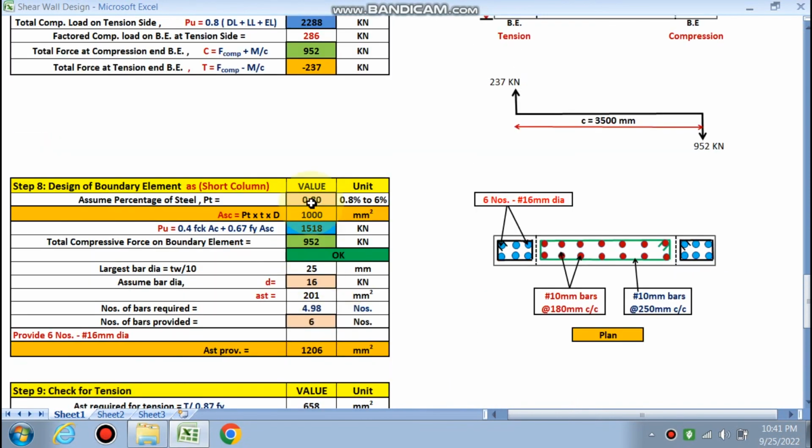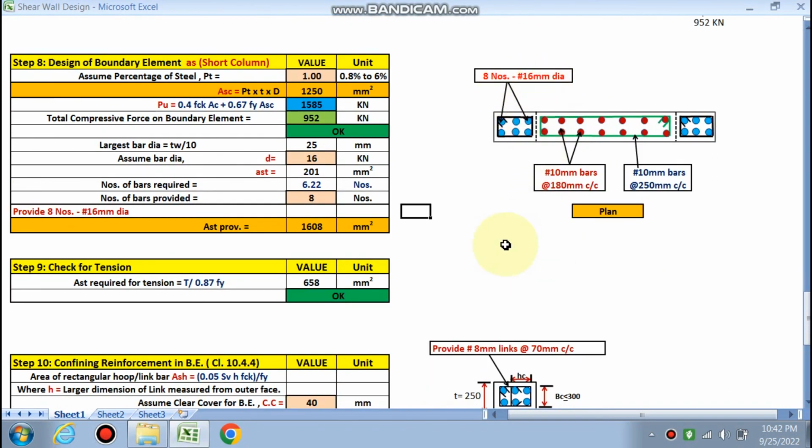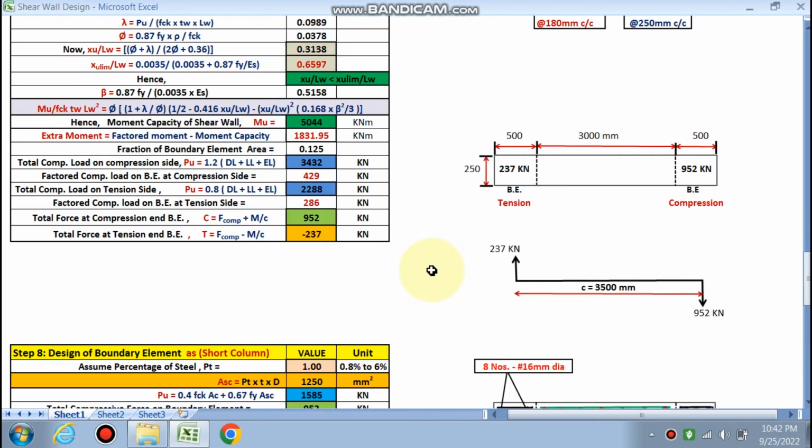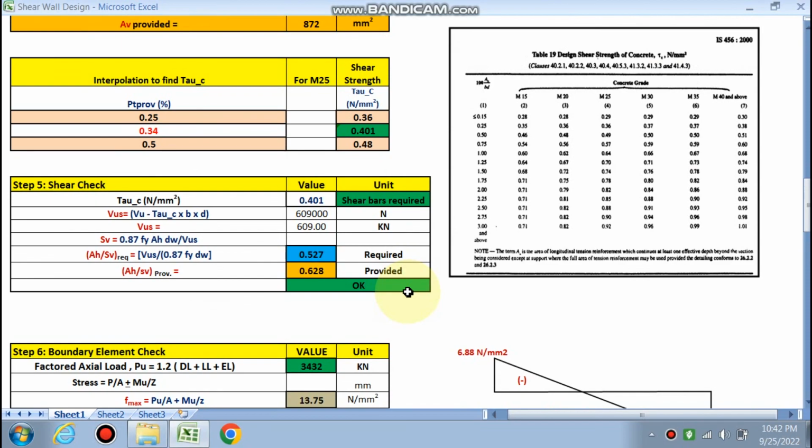Right, if you change this one is 1%, so you need to increase the number of bars. So this much is 8 16 mm dia you have to provide. So if you change these values, you will get the different values according to your requirement.